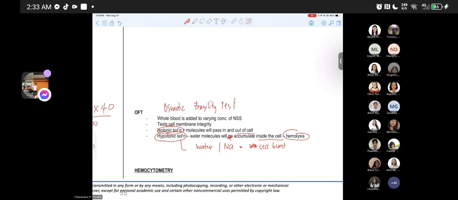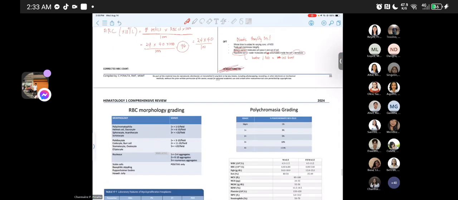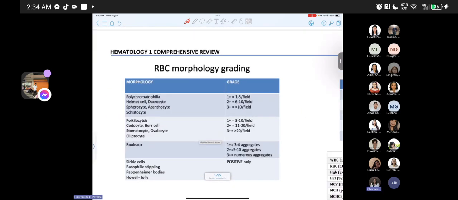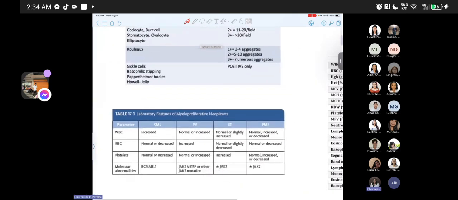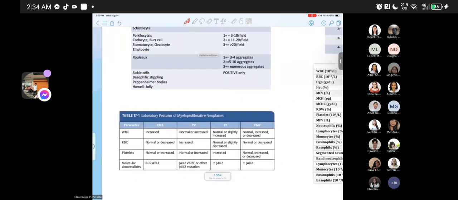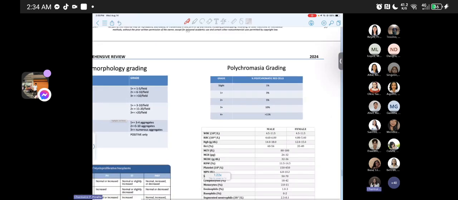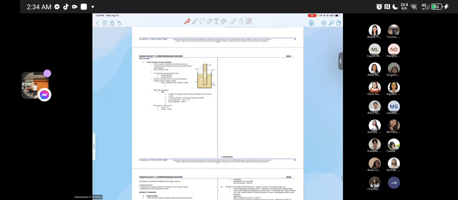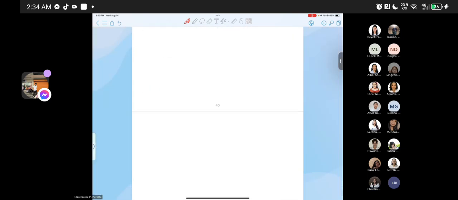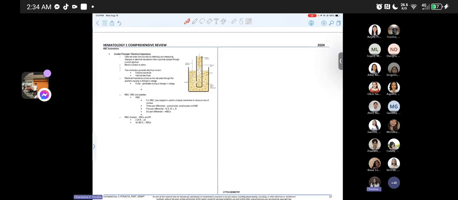Next, we have hemocytometry. Nahiwalay. So, ito po yung grading ha, RBC morphology grading. We have the laboratory features of myeloproliferative neoplasms. Polychromasia grading. And reference values ng lahat. So next is RBC automation. So mag-break muna kayo ng 5 minutes kasi mahaba yung isusulat ko dito. Pero puro keywords na lang.